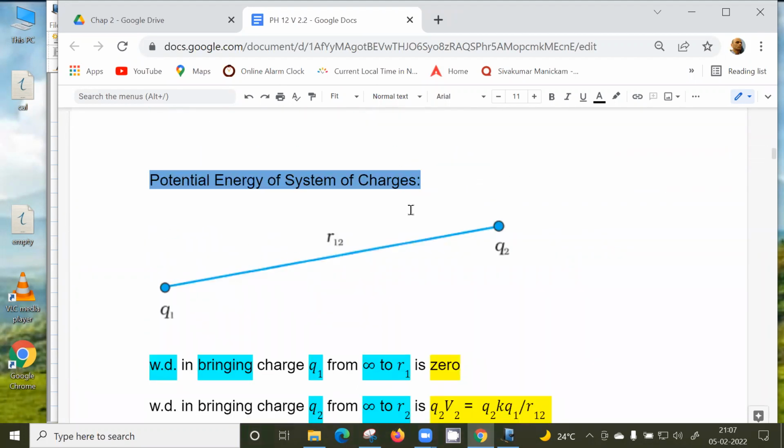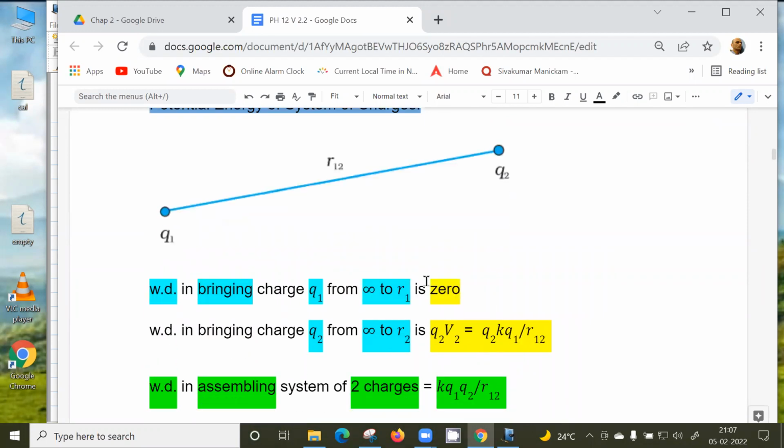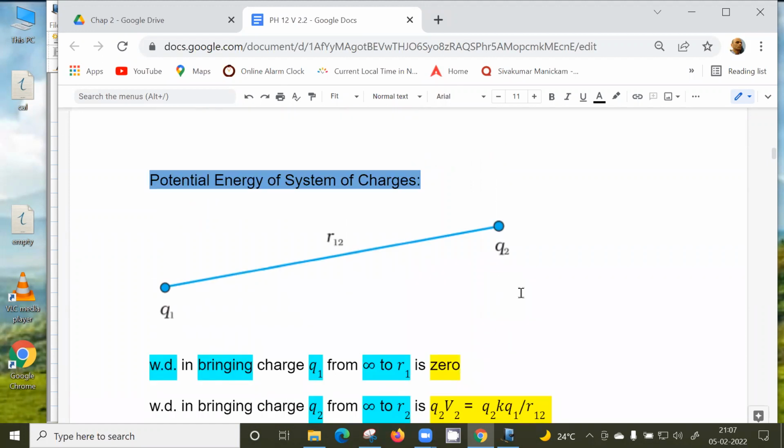Now, the potential of a system of charges. So far we have studied the potential at a point due to a system of charges, but here I have two charges. What is the work done in building this system? Initially these two charges are kept at infinity. I bring charge Q1 from infinity to this point. What will be the work done for that? We should be knowing, right? 0, because there is no electric field initially.